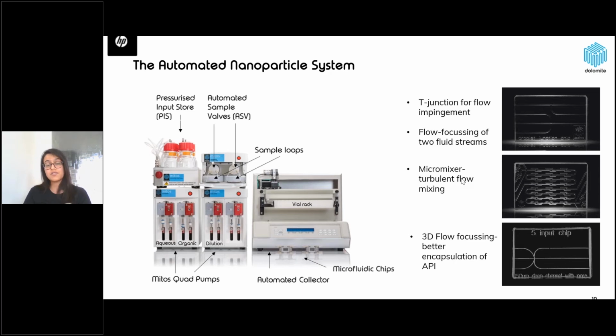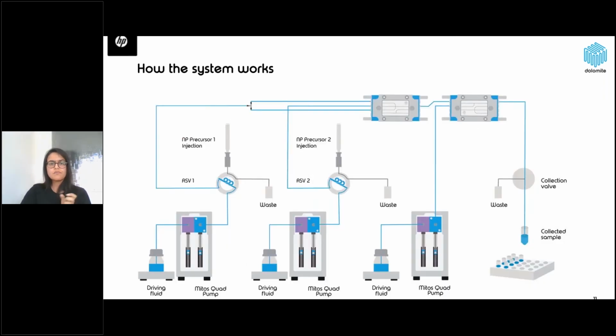All three of these chips come as part of the system, so it allows you to have that flexibility to work with different types of mixing. And then lastly is also what you saw, the 3D pour, which was the Coca-Cola bottle top. What this allows you to do is introduce the API as a middle phase, which allows it to compress against the organic phase. As the mixing happens, there's better encapsulation efficiency. So they cater for different needs and they optimize depending on what your formulation is, but they all come as part of the system itself. So how does the system work?